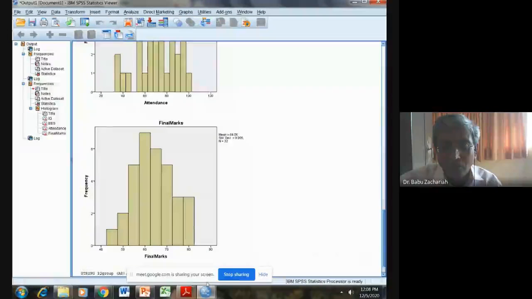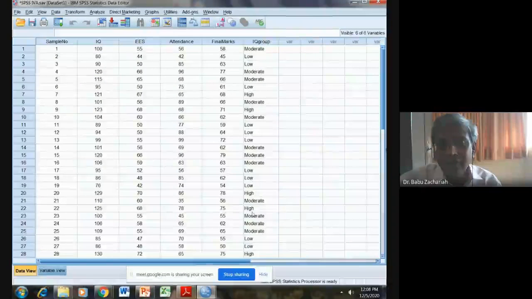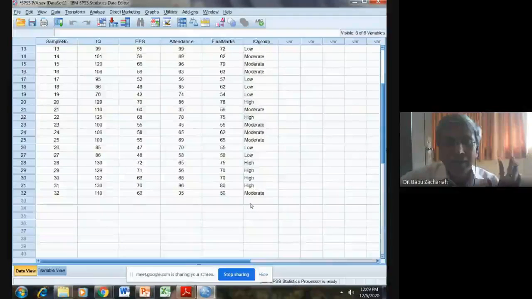So go back to the data sheet. Here it is written. Each one is classified according to the original value. Say the original value was 90, it is taken as moderate. And 80 is low. Like that it is done. Low, moderate, high has come.